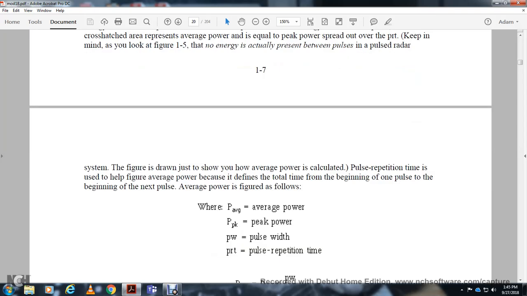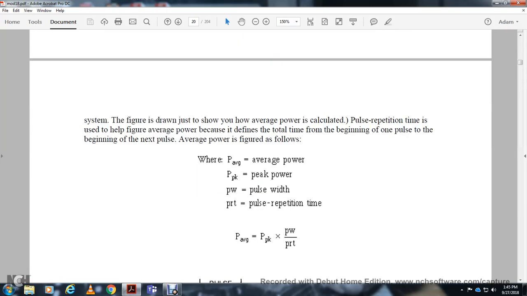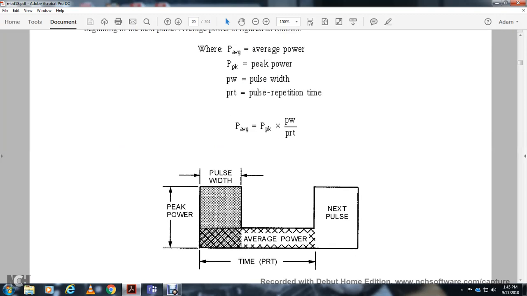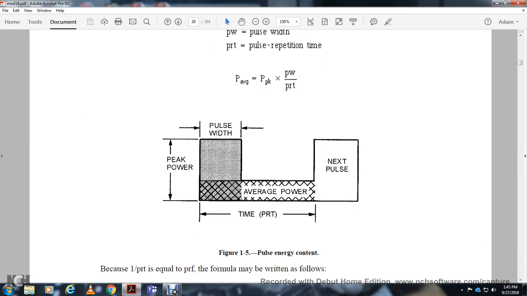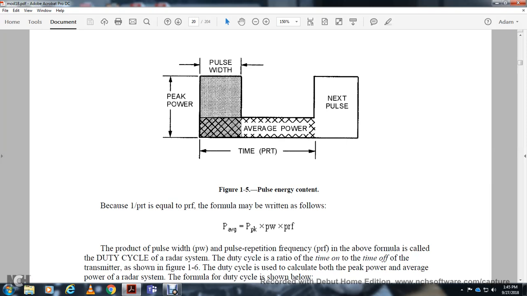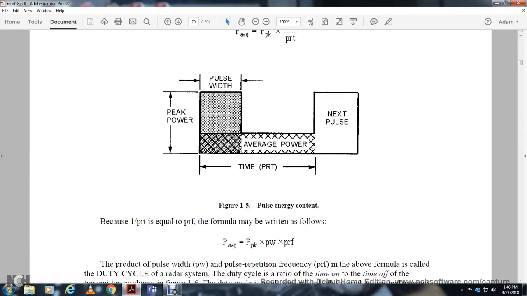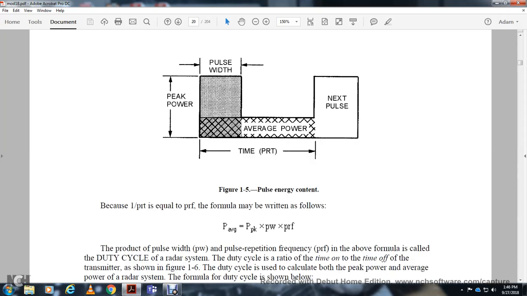Average power is calculated from peak power, pulse width, and pulse repetition time. Pulse average power is equal to the pulse peak power times the pulse width over the pulse repetition time. Because 1 over the pulse repetition time is equal to the pulse repetition frequency, the formula may be written as follows: the pulse average power is equal to the peak power times the pulse width times the pulse repetition frequency.